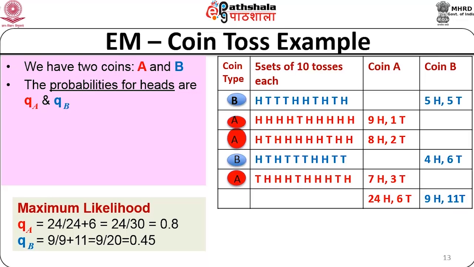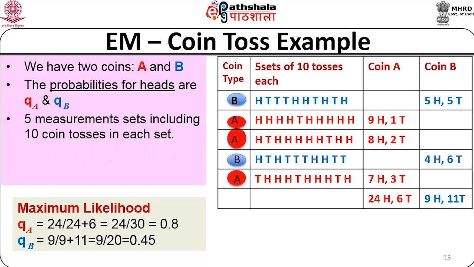Now, what we are doing here is we are having 5 sets of data. In each set we are tossing a coin 10 times. So, the first one is the B coin; we are tossing the B coin 10 times and we are getting head, tail, tail, tail, head, head, tail, head, tail, head. So, that is what we are doing. The probabilities of heads given QA and QB, we know here: QA and QB are 0.8 and 0.45. We will see how this is done. So, these are the probabilities we want to calculate.